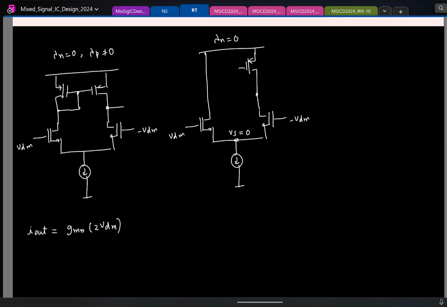So in this case, if I find the total short circuit output current, what will that be? This is the output, right? How much will that be? Okay, let's find it. What will be, this is 0, remember. What will be the current flowing here? GM times VDM, fine. What is the current flowing here? GM times VDM. So what will be the total current that will flow?